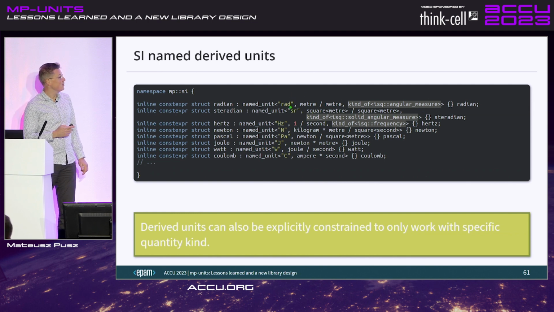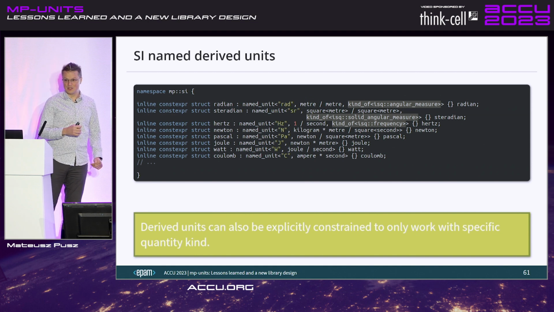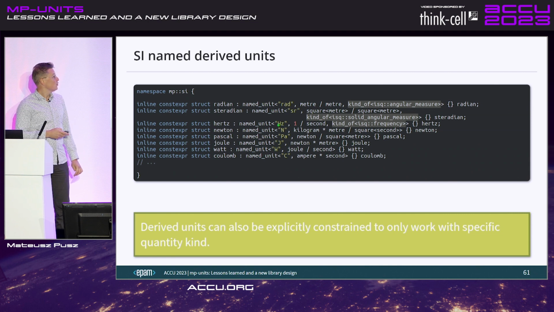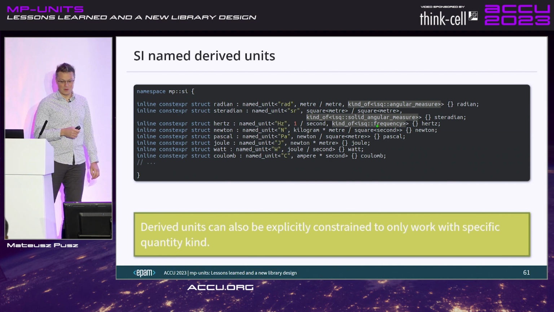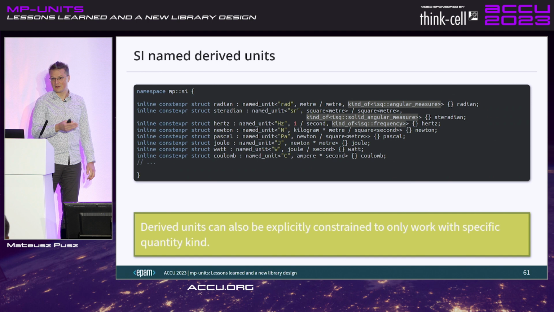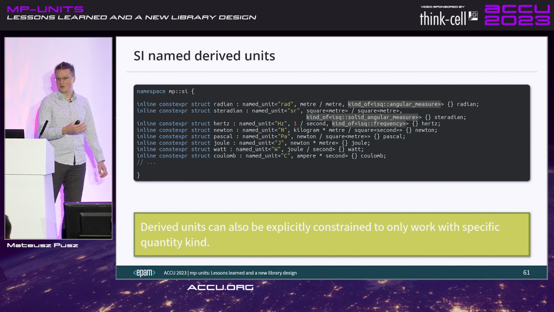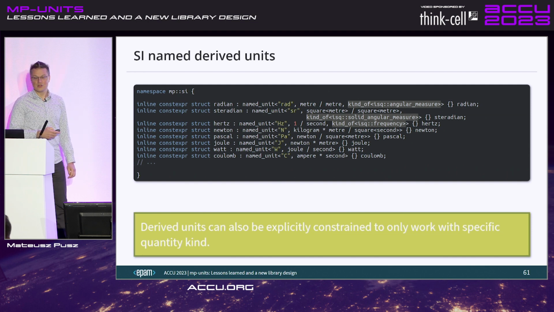Say, well, radian is not for any dimensionless quantity, it's just for quantities of angles, right? Or hertz should be used only for quantity of frequency, not for everything that is 1 per second, right? Because we don't want to type hertz for modulation rate, right? So you can constrain it to a specific kind more closely than just deriving the kind from the equation.